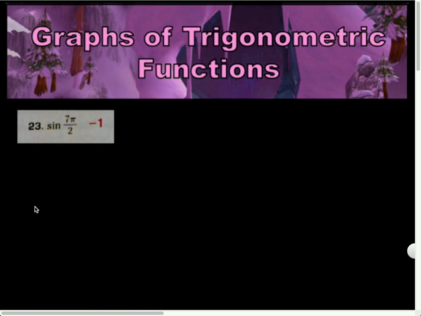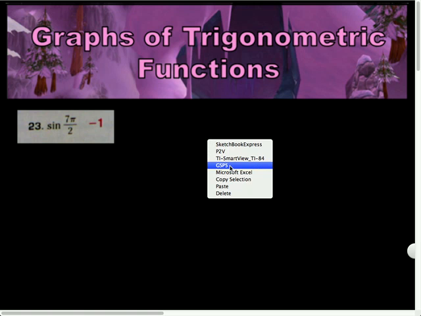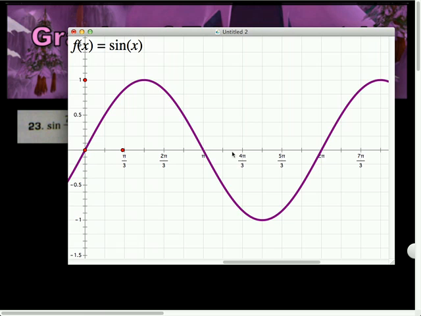Greetings, ladies and gentlemen. We're talking about graphs of sine and cosine functions. In problem 23, they asked us to evaluate sine of 7 pi over 2 using a graph. I believe the graphs could have been looked up on the previous page. You might not even need the graph, but here is a graph of that.